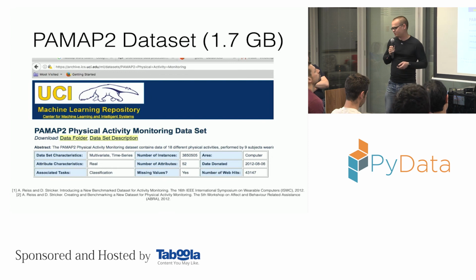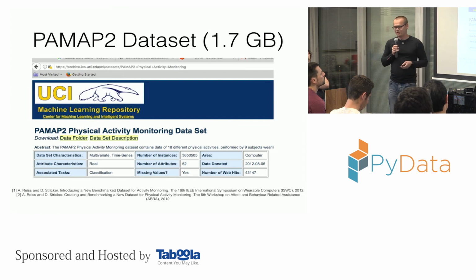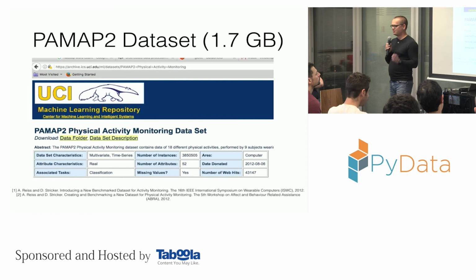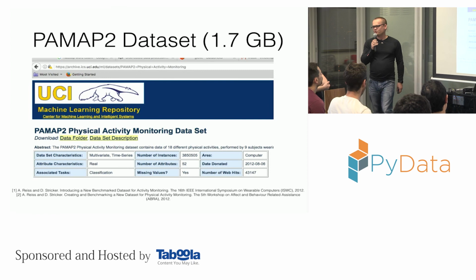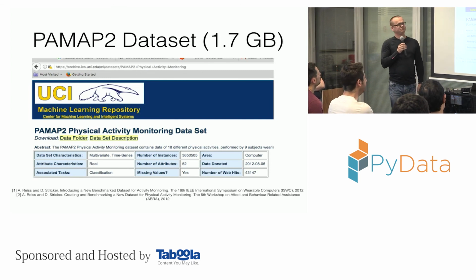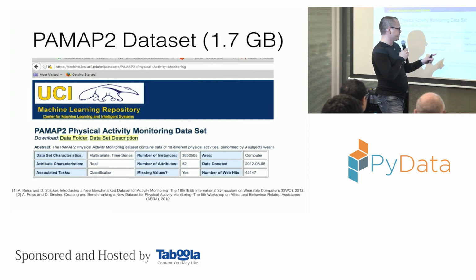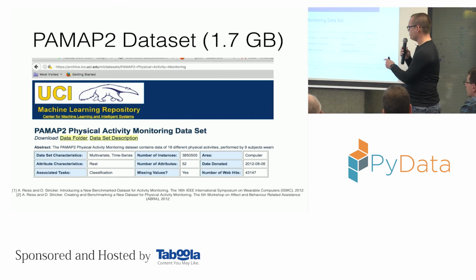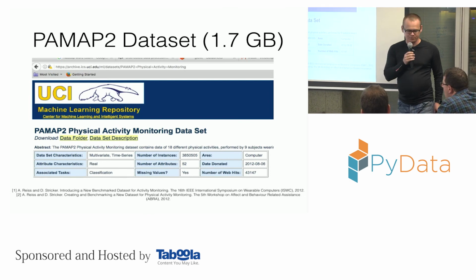So now let's get to a more complicated example, which is the PAMAP dataset. What is the PAMAP dataset? It's quite a big dataset, but it's small enough to run on the notebook that we get from the community distribution of Databricks. It's only 1.7 gigabytes. What we have here is 52 attributes. We do have missing values, and we do have a multi-class classification problem.